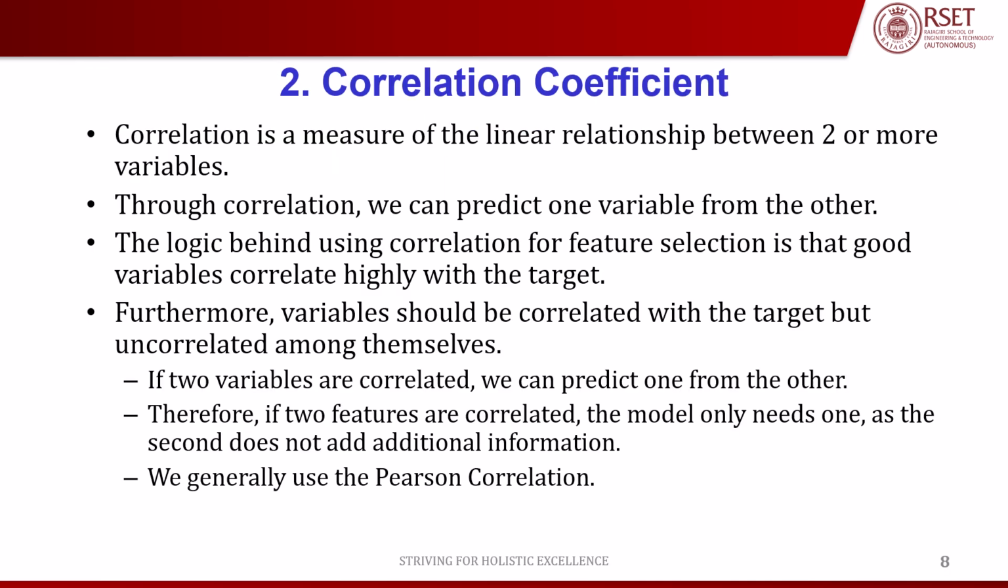And the second method is the correlation coefficient. Correlation between two features talks about their linear relationship. They may be positively correlated or negatively correlated. If two variables are positively correlated, it means that when one variable is increasing, the other one also increases along with it. If it is negatively correlated, when one variable is increasing, the other one decreases.